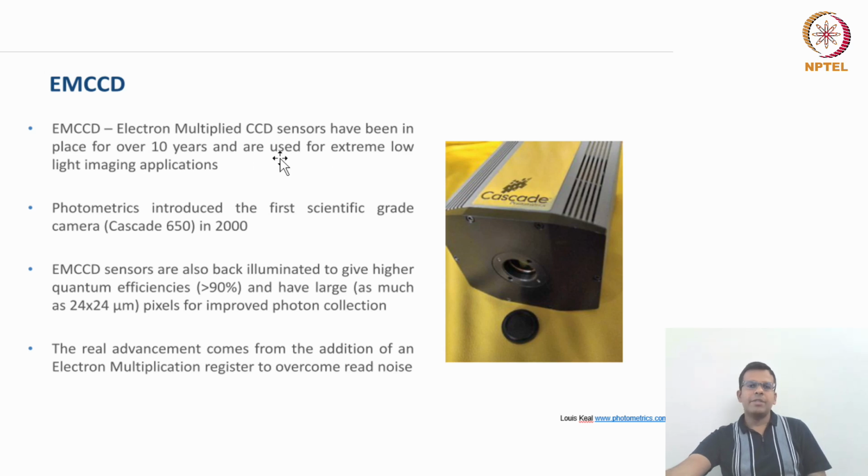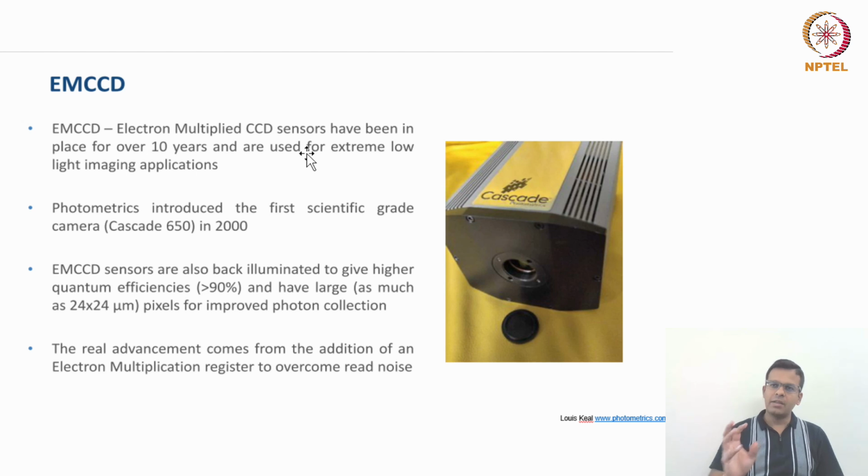Now, what are EMCCD cameras? EMCCD stands for electron multiplied CCD. These sensors have been around for over 10 years and are used for extremely low light imaging applications. As the name suggests, it's an electron multiplied CCD sensor, the same as a CCD, but it has some electronic component by which you can electronically multiply the signal.